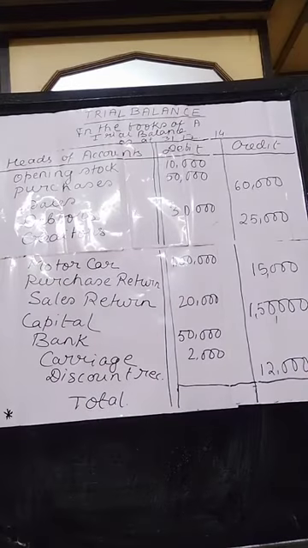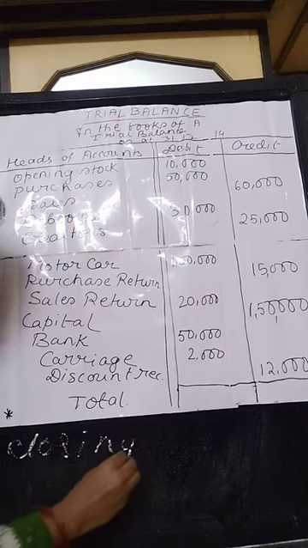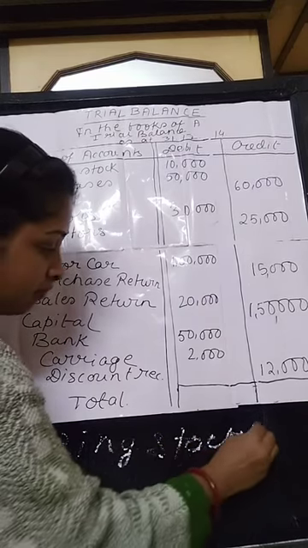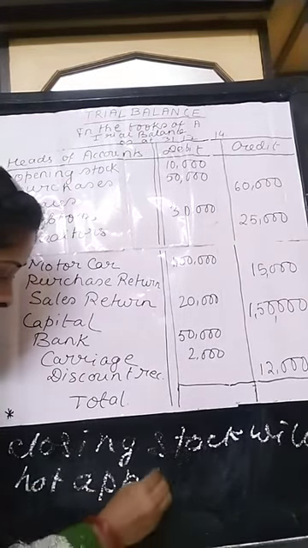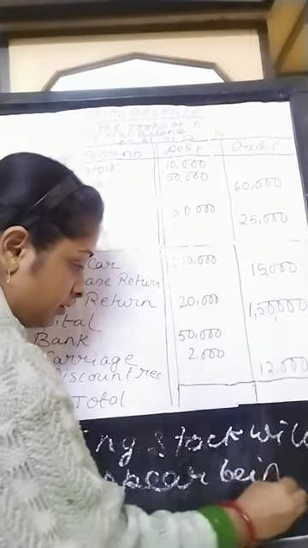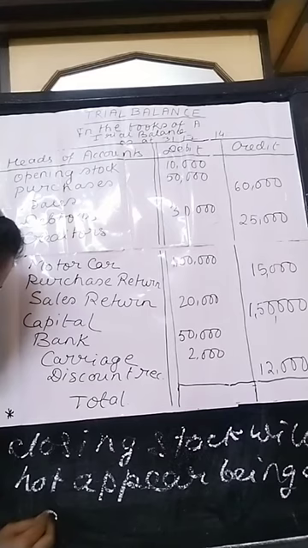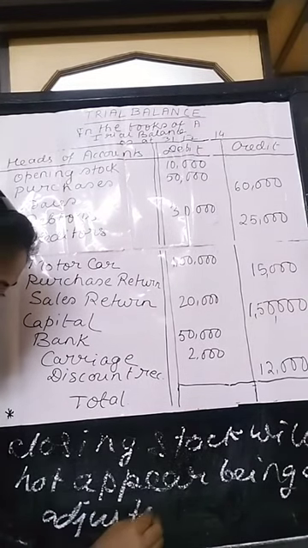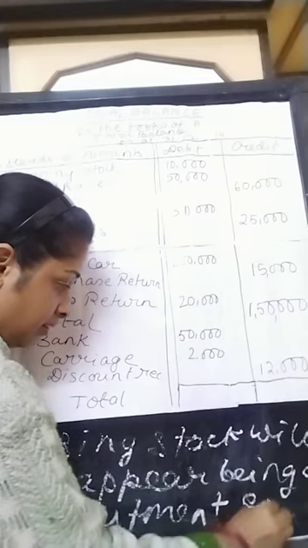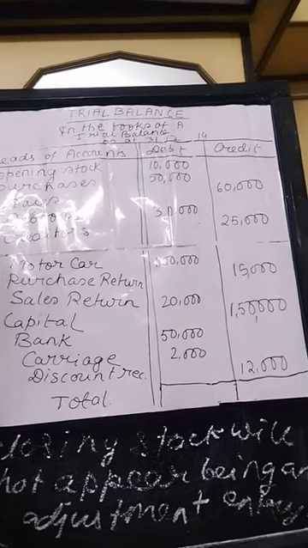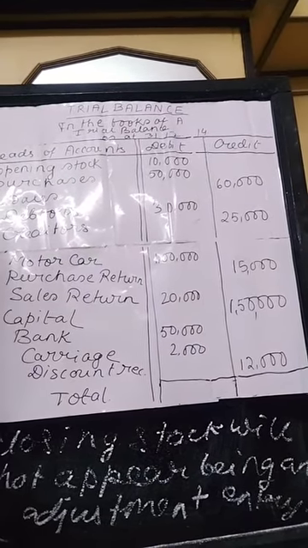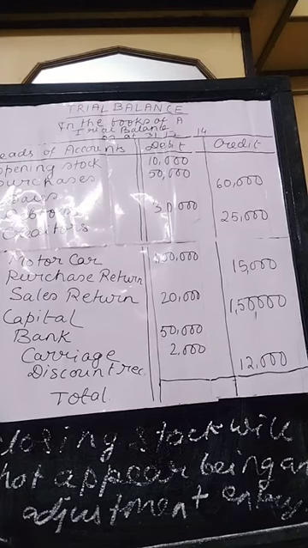Just the way I am writing, you can see that closing stock will not appear being an adjustment entry. This footnote you have to give. Closing stock will not appear in the trial balance being an adjustment entry. I don't have space, that's why I have used a chalk just to show you what you will write at the end of the balance sheet.